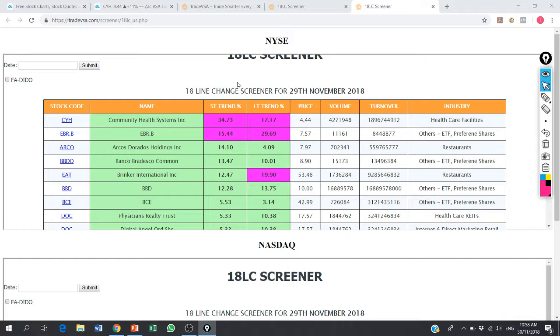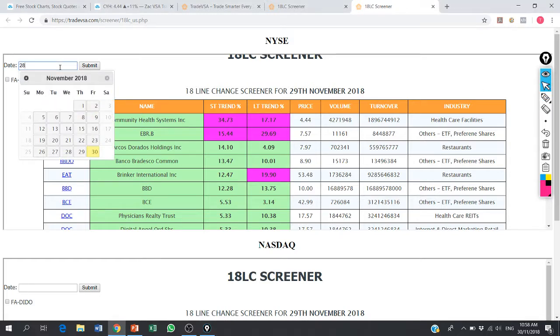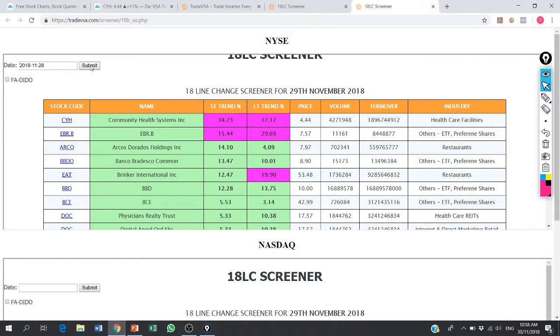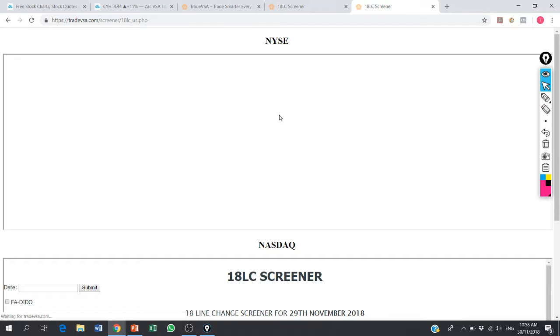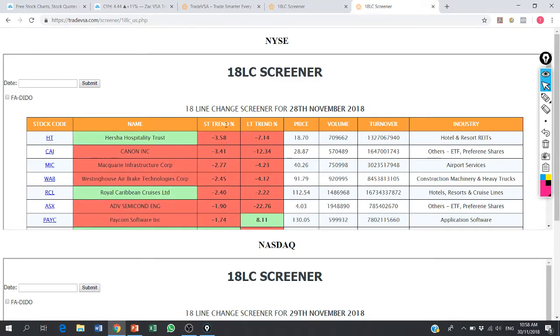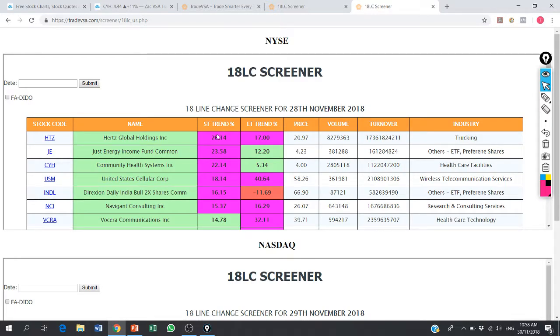But let's say, for example, you manage to come to our screener and find it on 28th of November, you should be able to find it over here. Okay, let me submit. Yeah, on 28 it does appear in our screener as well.